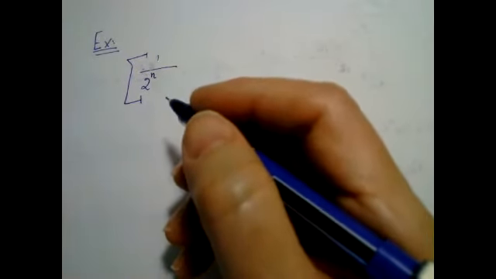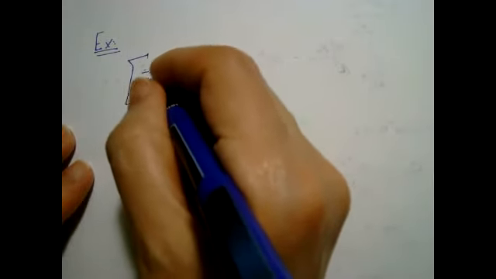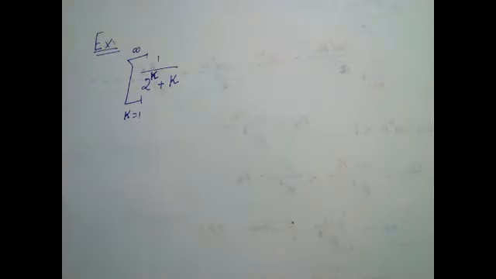And so example number 2. This one we can do 2 ways: limit comparison, and we can use the comparison test. I'm going to do it using the comparison test now. So suppose I take the following series, sigma 1 over 2 to the k plus k, with k equal 1 to infinity. Okay, that's my series.